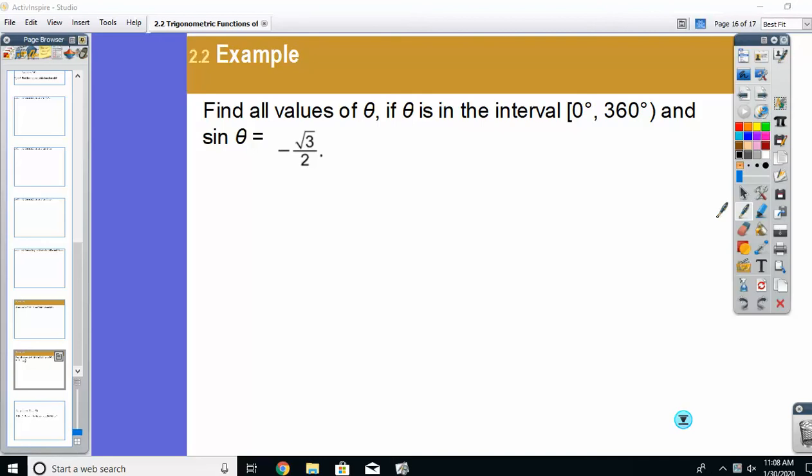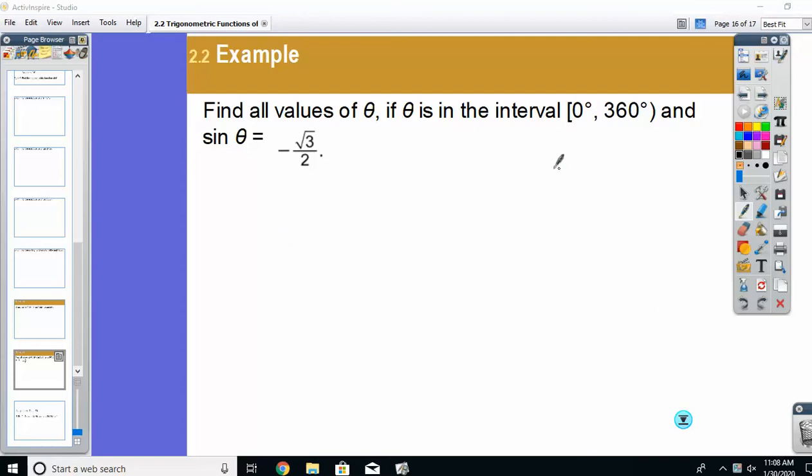Sine of theta is negative radical 3 over 2. Okay, so this is backwards. Yesterday I would tell you sine of 120 degrees and you evaluated it. Now I'm telling you, when I did sine, I got negative radical 3 over 2. You tell me what the angle was.